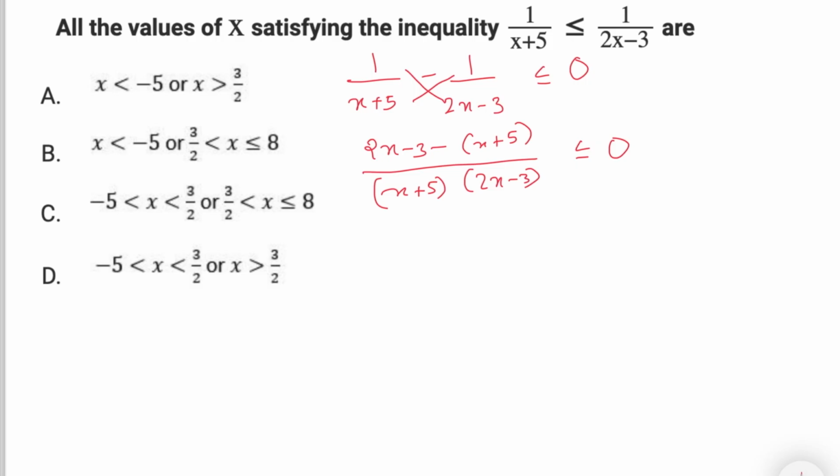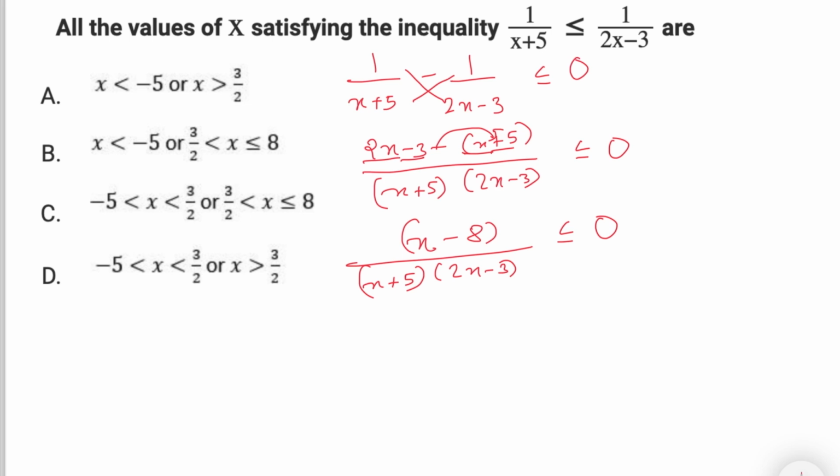Now guys, observe, 2x minus x will basically give me an x, and minus of plus 5 will become minus here. So minus 3 minus 5 will be minus 8. We have x minus 8 in the numerator, and the denominator will be x plus 5 into 2x minus 3, less than or equal to 0. And now we will use a very standard method that we have seen in many inequalities based questions, and that is the wavy curve method.